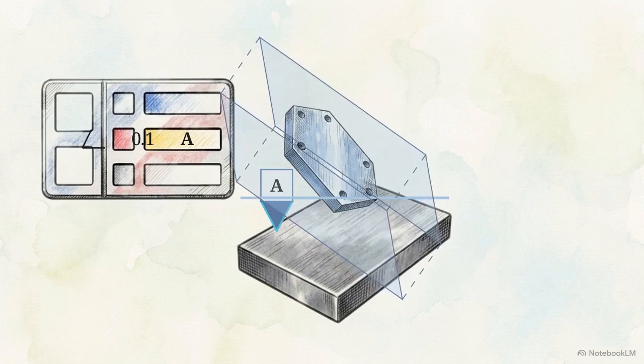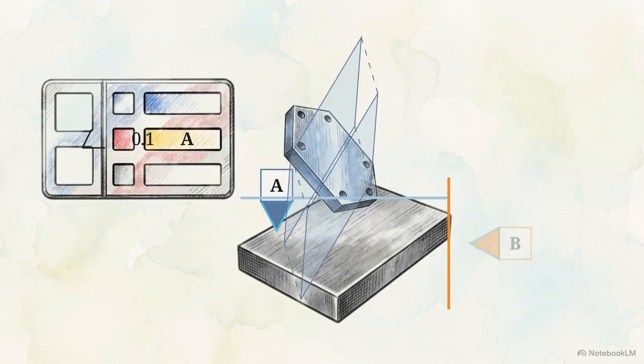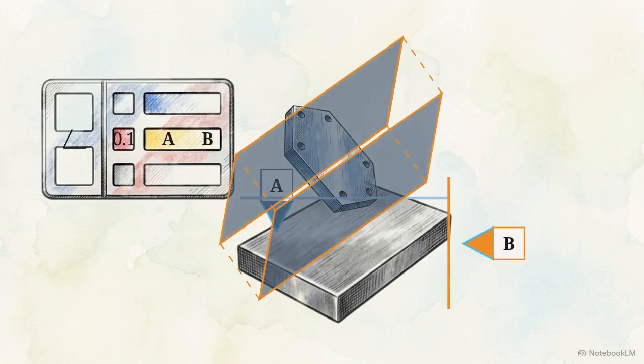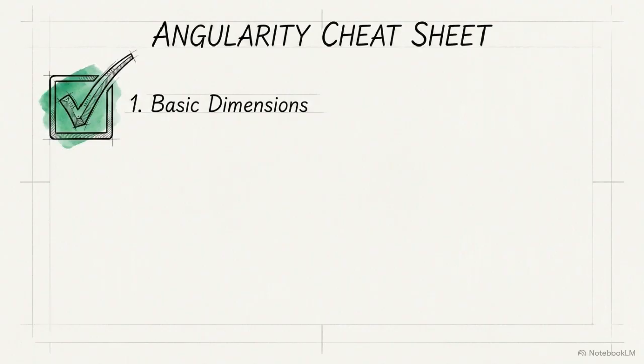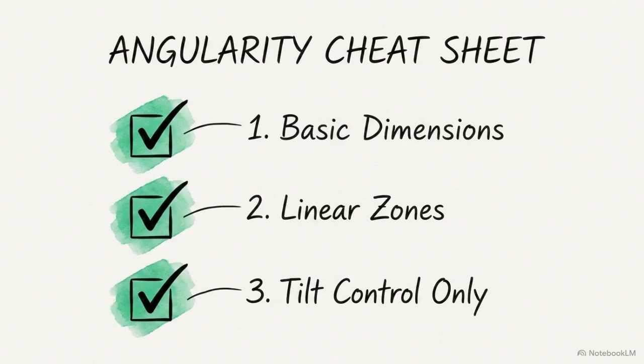To eliminate that rotational freedom, we introduce a secondary datum, like a side edge or a pin. Once we reference datum B, the tolerance zone snaps into a rigid orientation, preventing any lateral twisting. This gives us three strict rules for angularity. 1. It requires basic dimensions to establish the theoretical angle. 2. The tolerance zone is always linear, either parallel planes or a cylinder. And 3. It controls the tilt of the feature, not where the feature is physically located.